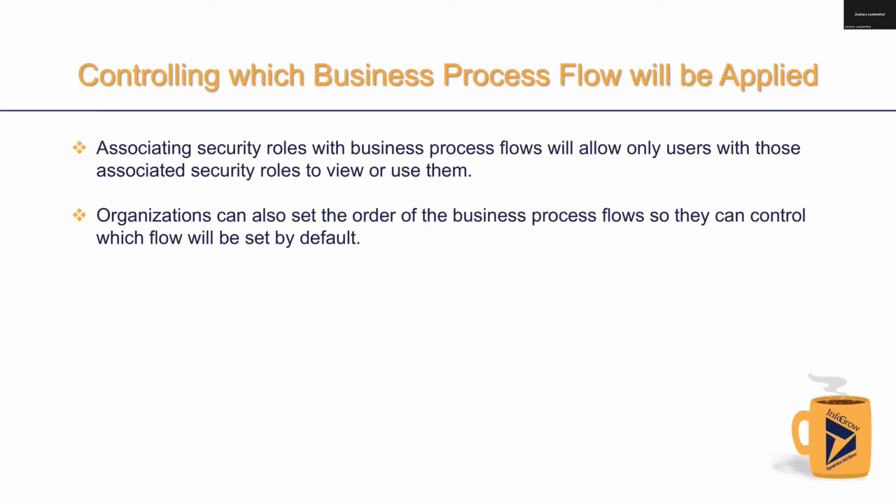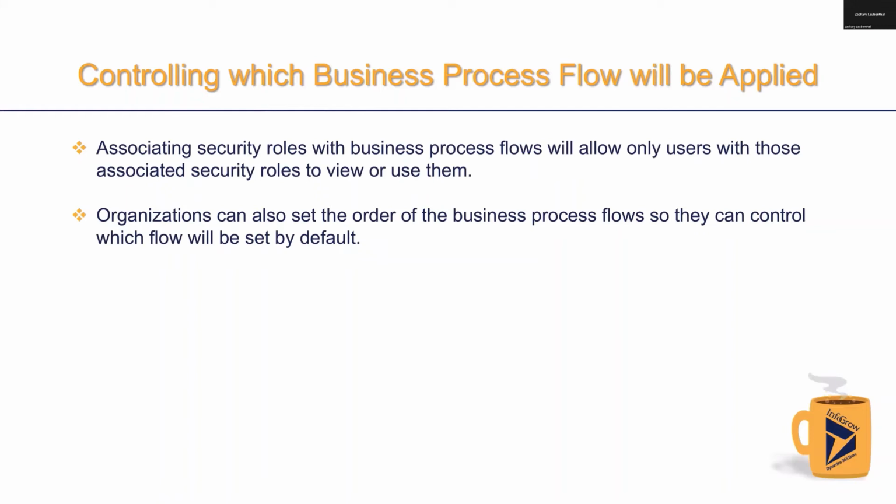And also, you can set the order of a business process flow so you can control which flow will be set by default. For example, for a sales manager, they might see all of the business process flows under an opportunity, and the first one they see is theirs. Now, for a general salesperson, the first one they see will just be the regular sales one. It's kind of cool stuff.